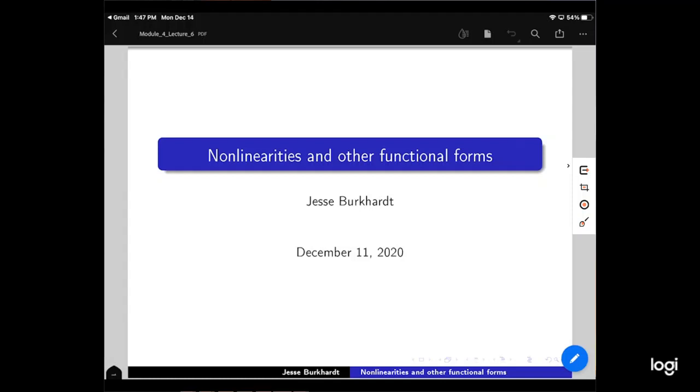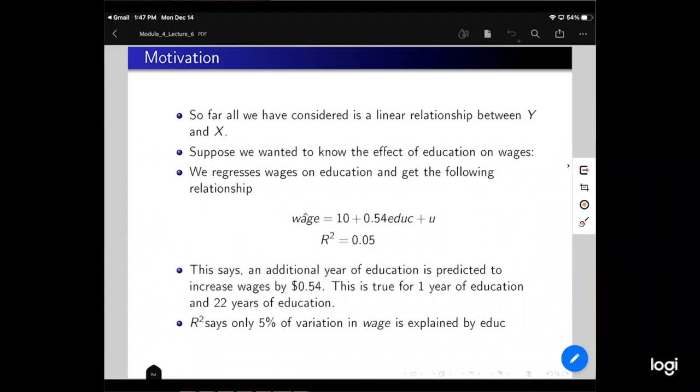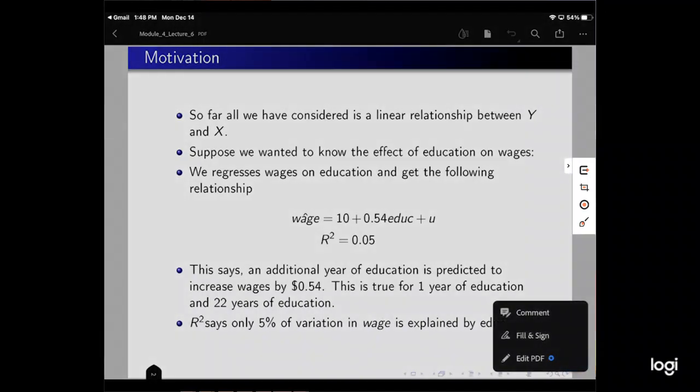This is kind of a quick introduction to nonlinearities and other functional forms. It's sort of a teaser for what we'll talk about later on in the semester. Okay, so far all we've considered is a linear relationship between y and x.